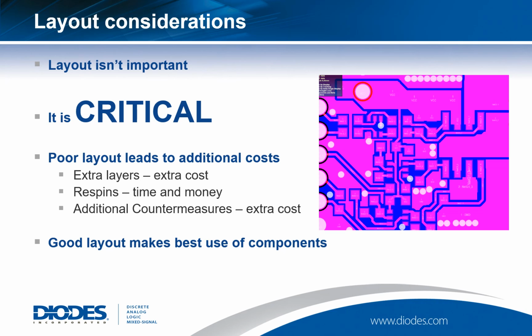Good layouts make the best use of the components that you've paid for. For example, if you've paid extra to buy a 10 milliohm MOSFET instead of a 15 milliohm MOSFET, why would you do that if you're then going to put an additional 5 milliohms of trace impedance in the way?